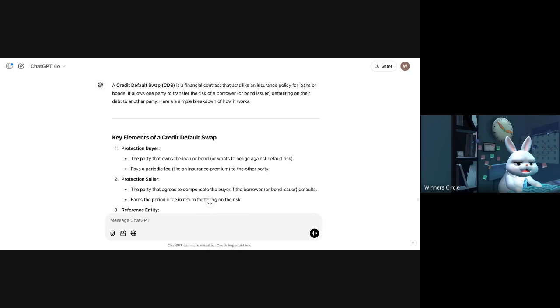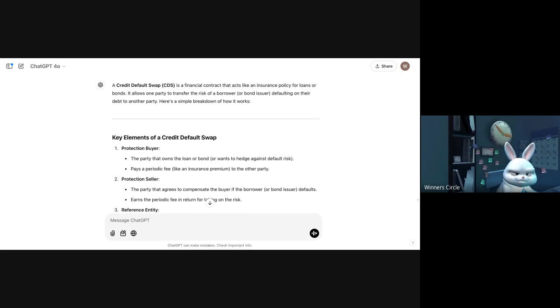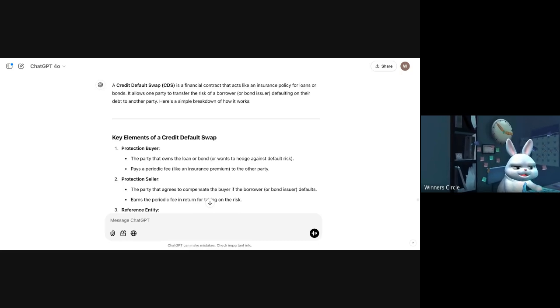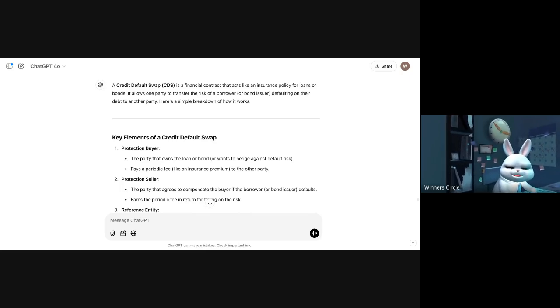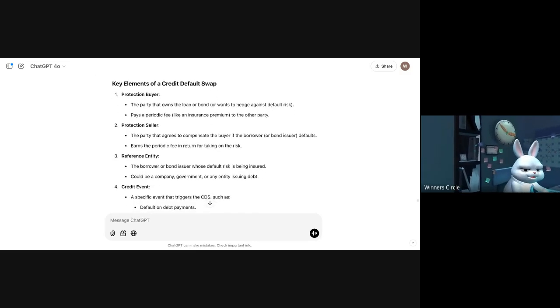Okay. So a credit default swap is a financial contract that acts like an insurance policy for loans or bonds. It allows one party to transfer the risk of the borrower or bond issuer defaulting on their debt to another party. Sounds familiar, doesn't it? Here's a simple breakdown of how it works. Now, does this sound familiar when you go to a car dealership or when you get a house? When you start a credit card agreement, when you do a loan, it's the same thing.